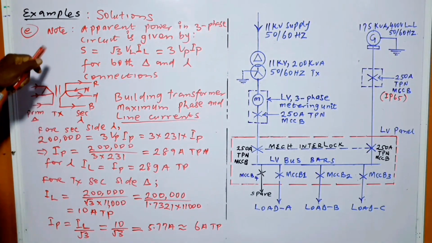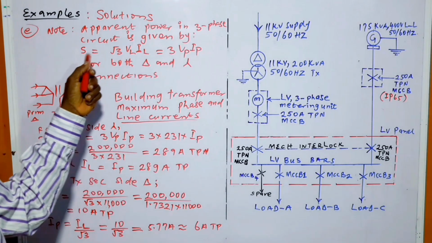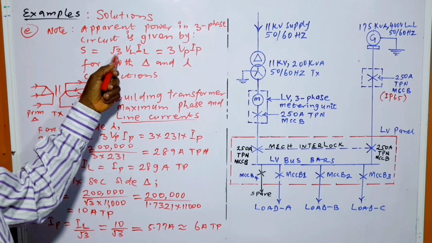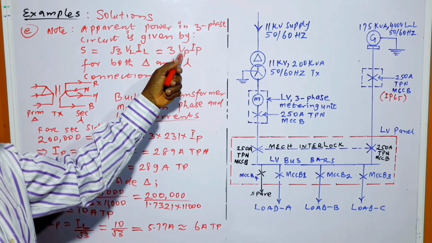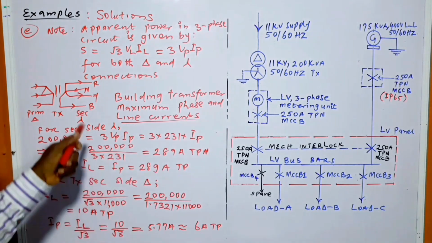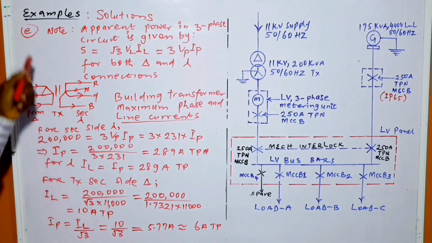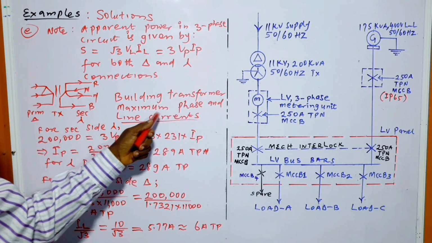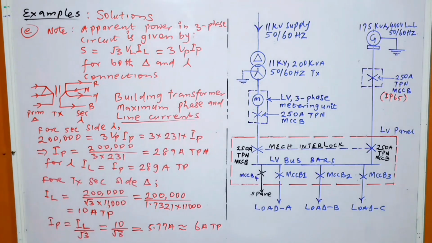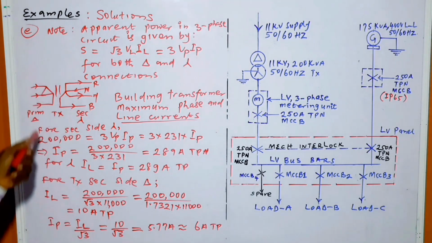Now, E part, note: apparent power in a three-phase circuit is given by S equals root 3 V line I line, which is also equal to 3 times V phase I phase, for both delta and star connections. Now, let's look at the E part. Building transformer maximum phase and line current. This is the primary side connected in delta and the secondary side in star. This is the transformer itself.